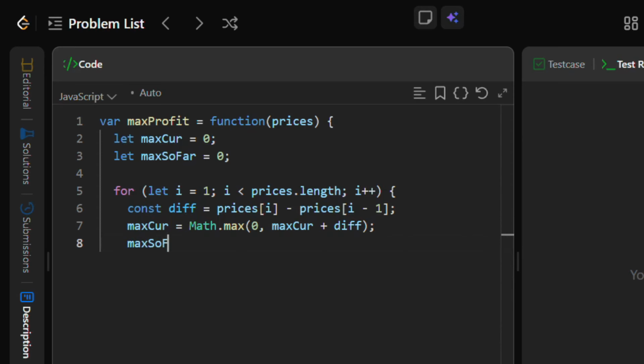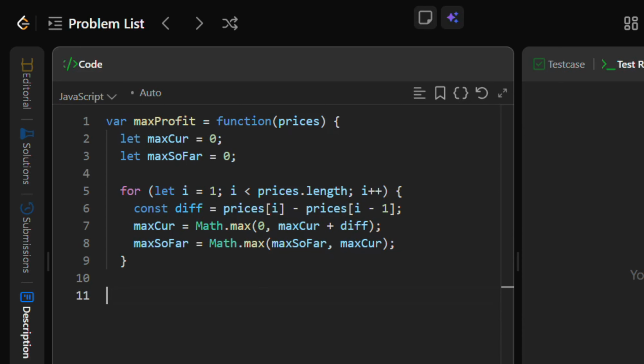Then we update max so far using Math.max(max so far, max cur), to keep track of the best profit we've ever seen. After the loop ends, we return max so far. Time complexity is O(n) because we scan the array once. Space complexity is O(1) because we only use a few variables.